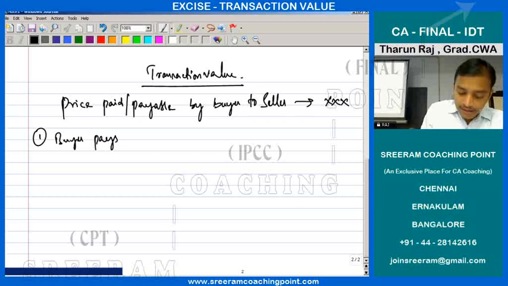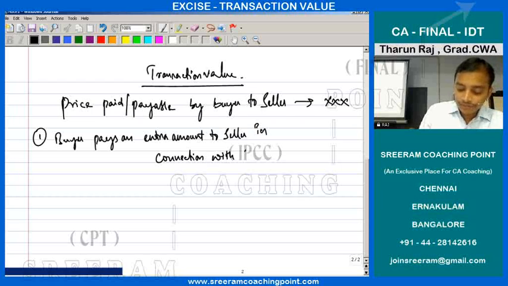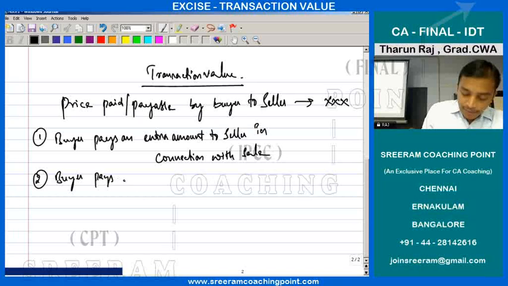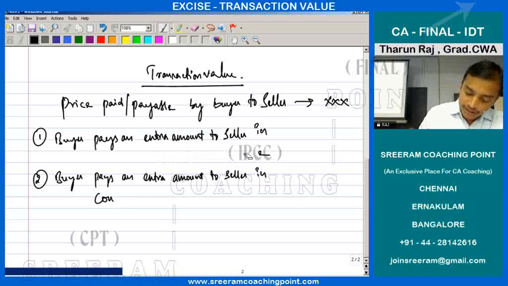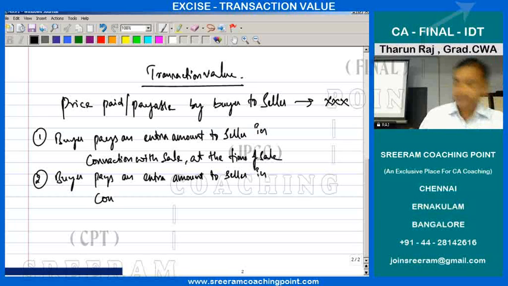First, the buyer pays an extra amount to the seller in connection with the sale at the time of sale.